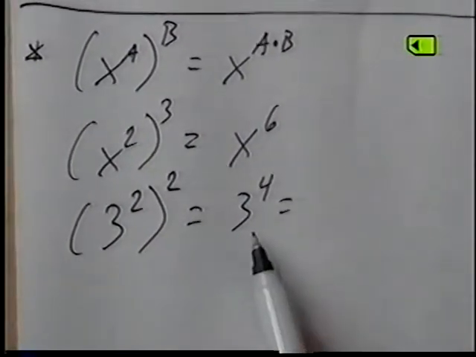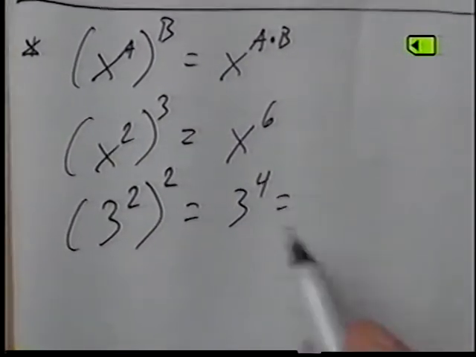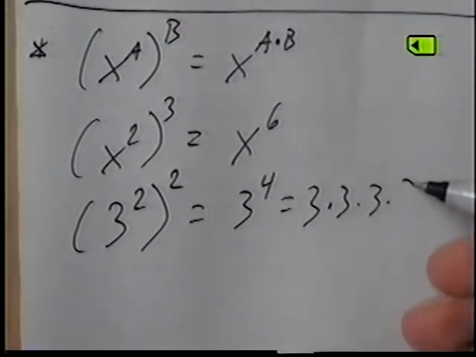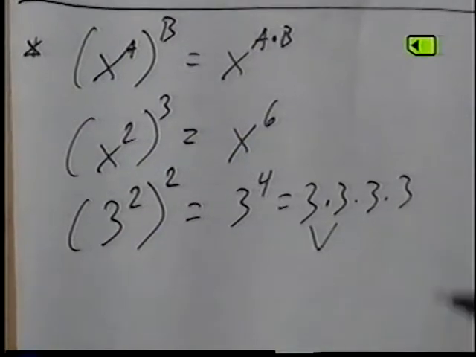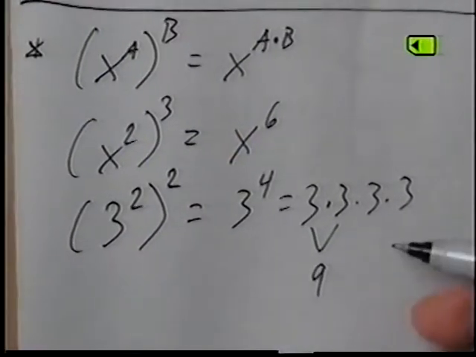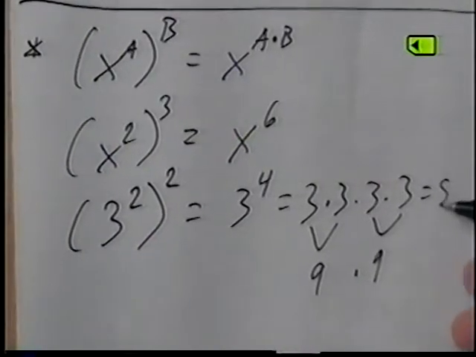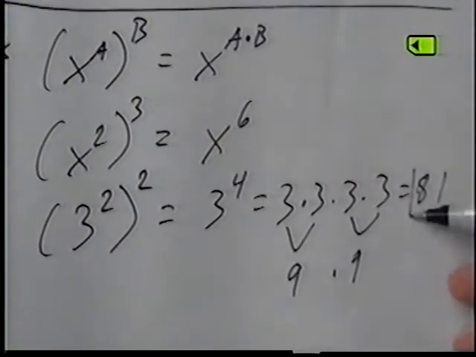And again, in any case where you have a number, you can simplify this out. It's not 3 times 4, but 3 times itself 4 times. 3 times 3 would be 9. 3 times 3 is also 9. 9 times 9. Final answer is 81.